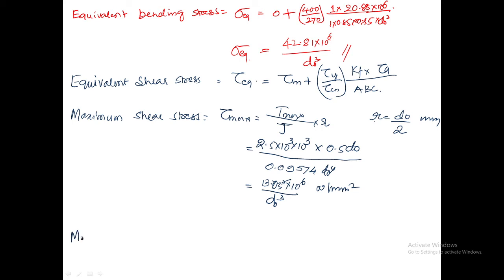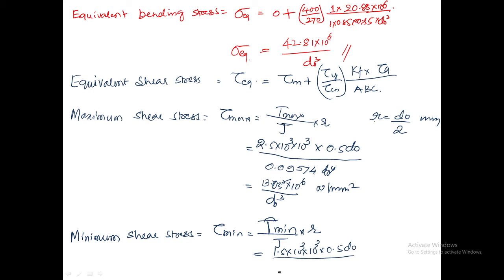Next, minimum shear stress. This is tau minimum equal to T minimum divided by J into R. So T minimum is 1.5 into 10 to the power of 3 into 10 to the power of 3 into 0.5 d naught, divided by 0.09574 d naught to the power of 4. That gives 7.8 into 10 to the power of 6. Is it right? Yes, sir.